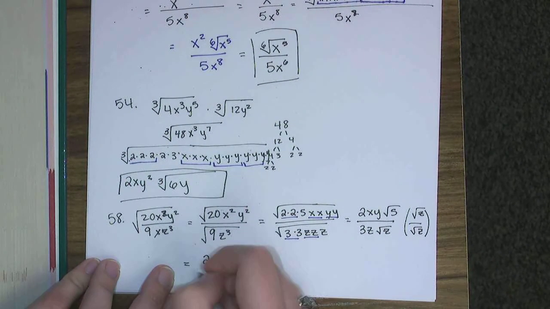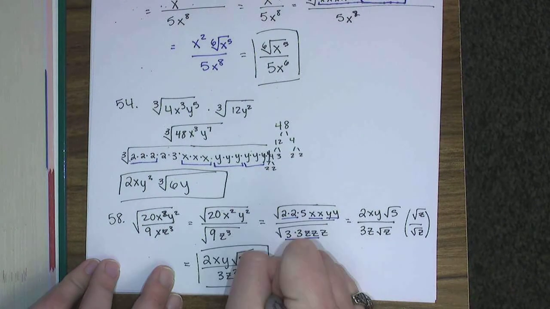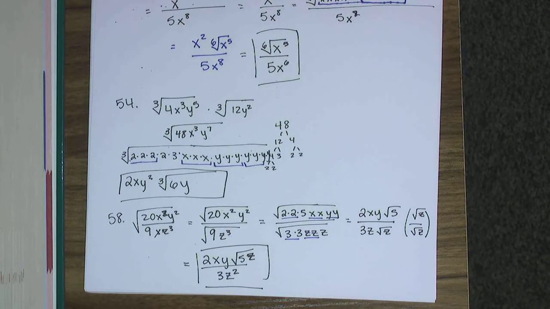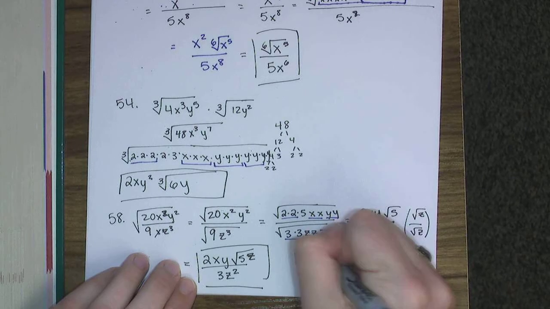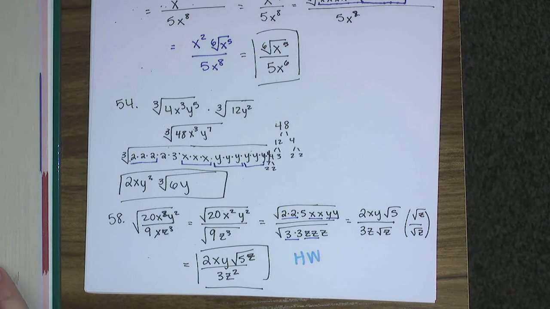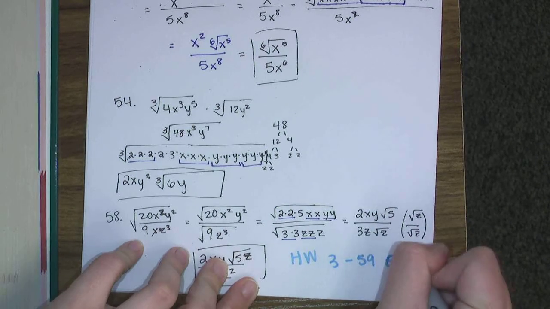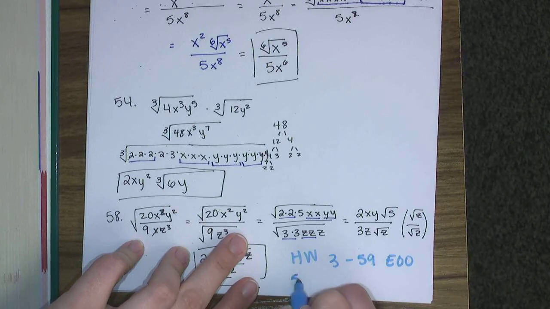Now your homework for this section is going to be 3 through 59, every other odd. If 51 happens to be in there, just cross it out, skip it, and go to the next problem that's in your group that you're supposed to do. Do not do 51. Get rid of 51. Okay?